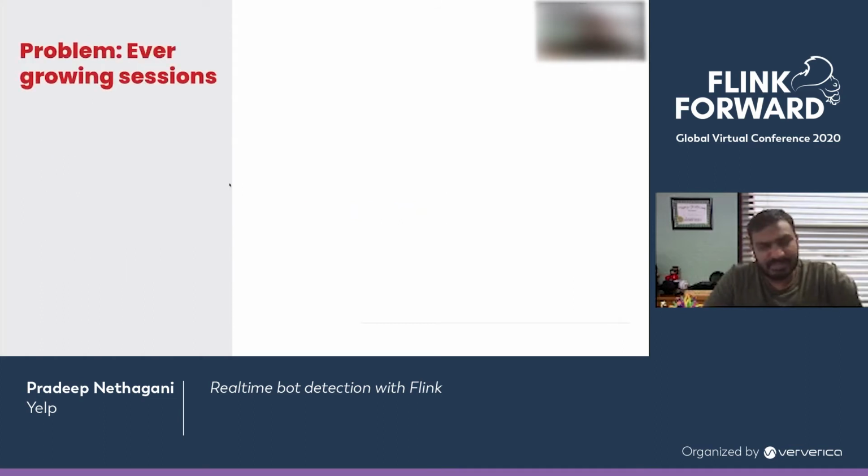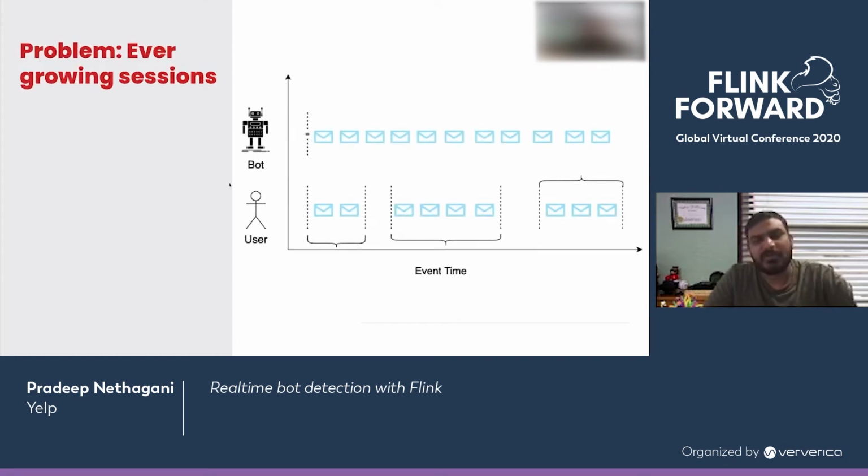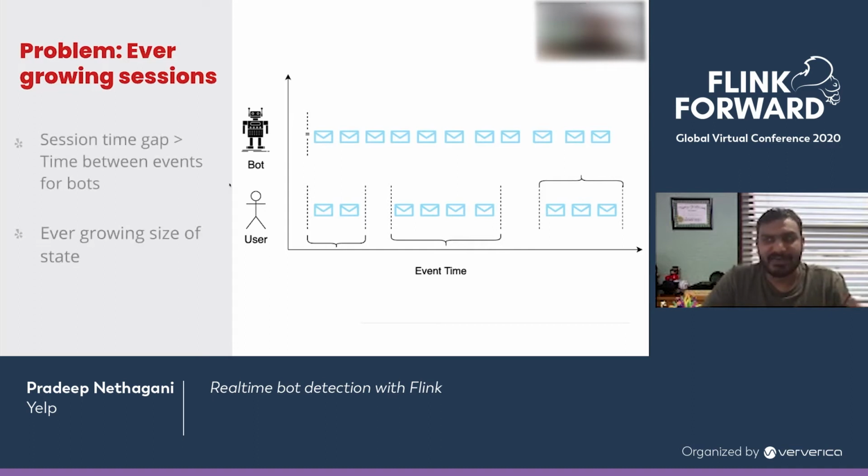This brings me to the first problem that we faced, which is the problem of ever-growing sessions. User activity can be grouped into sessions because users have periodic inactivity between events, while bots have continuous activity for hours, maybe days, and maybe months. This could lead to two problems. One is that your state is going to increase forever, because the session window cutoff would only happen if you have a time gap between the events. The other problem is that you could potentially never receive a classification for a bot, because you always have that continuous activity, and the session is always being evaluated.